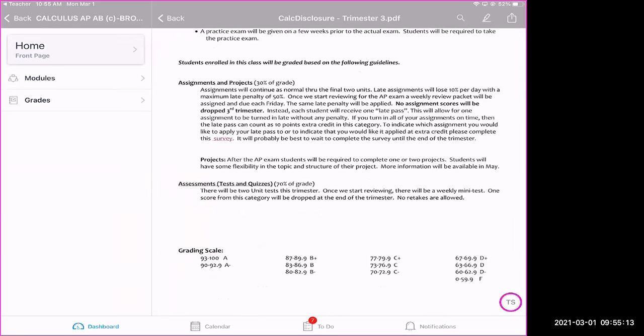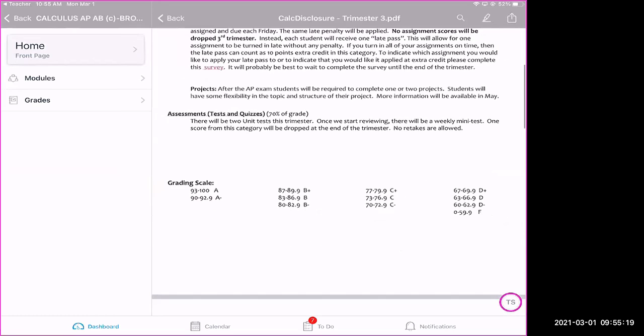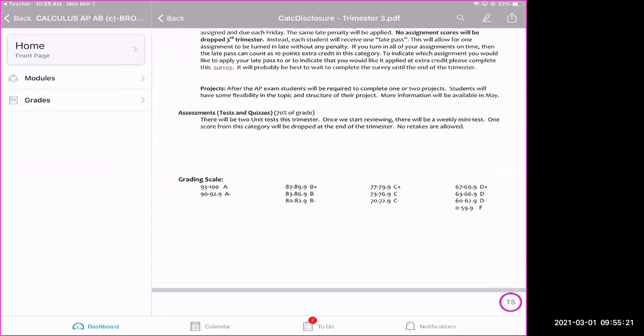Again, the projects we'll talk about after the AP exam. The assessments, I'm going to drop 1 score from this. It could be the test or it could be the quizzes. So it's just 1 score, but again, there's not a final to replace your lowest score, so there's only 1 score that can be dropped. This trimester, you'll have 200-point tests, Unit 7 and Unit 8. Once we start reviewing, there will be a 50-point mini test or quiz every single Friday.